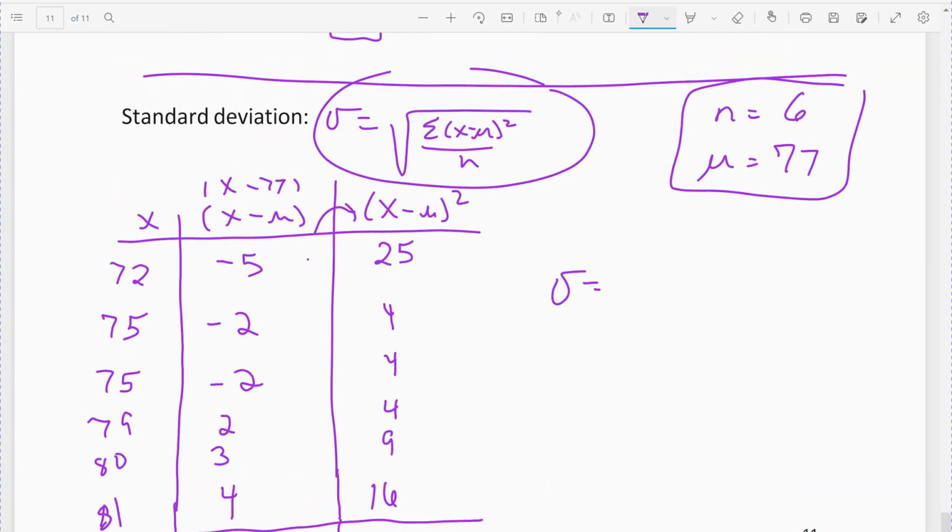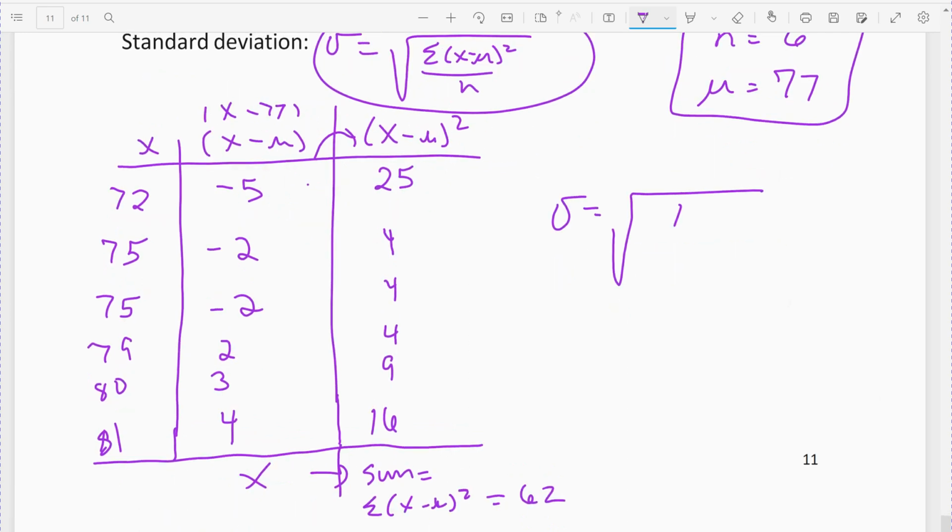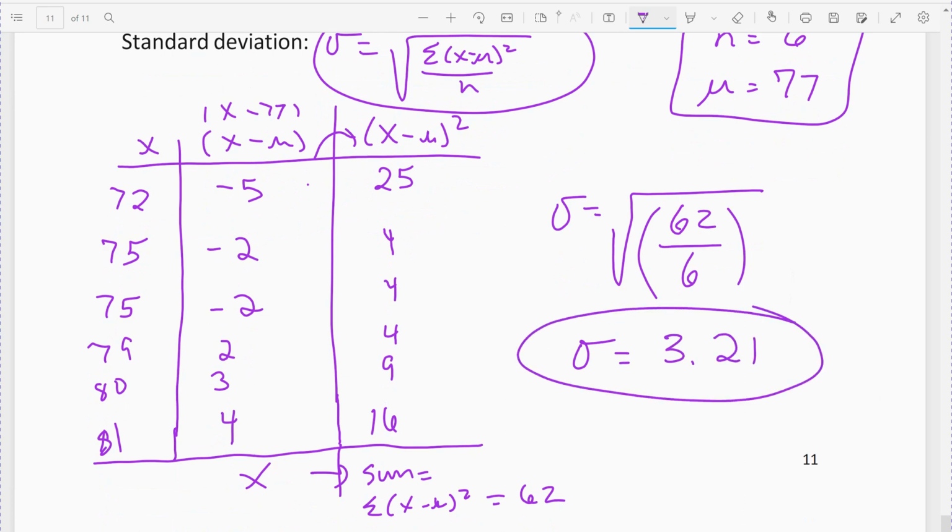Alright, so my standard deviation is the square root of 62 divided by n, which was 6. So again, I just leave it exact. The square root of 62 divided by 6 comes out to be 3.2145. So I'm just going to round to 2 decimals. 3.2 is my standard deviation. So his average is a 77.